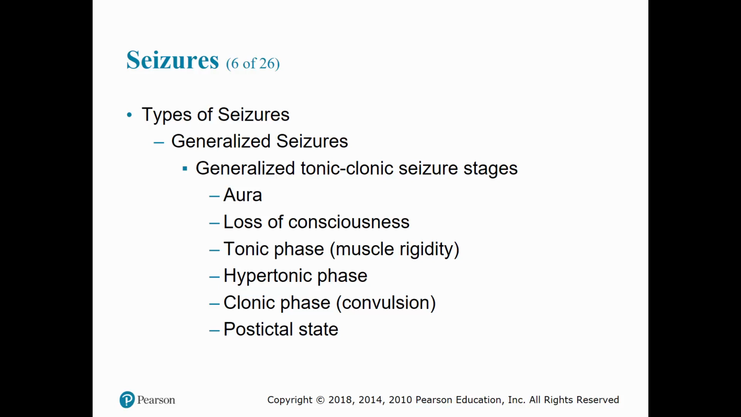The aura may be a sound. It could be an abnormal twitch. It can be anxiety or dizziness. It could be a smell, odor, or unpleasant feeling in their stomach. They could see things like a light. They may have an odd taste in their mouth. It's different for each patient.